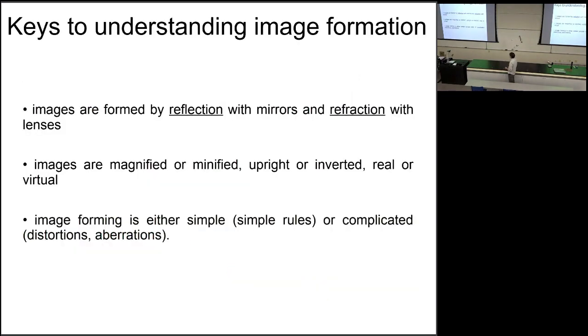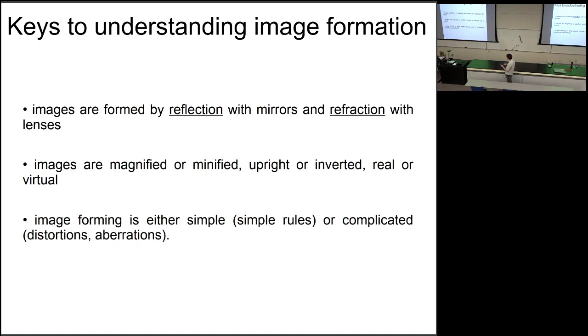Okay, so keys to understanding image formation. What was I trying to tell you here? Well, I better read it out because I've forgotten. Images are formed using mirrors by reflection. So there's just a reflection of light off the mirror, and that reflection of light off the mirror forms the image of the object by the mirror. Images formed by lenses are formed by refraction, the passing of the light through the lens, the glass or the plastic of the lens.